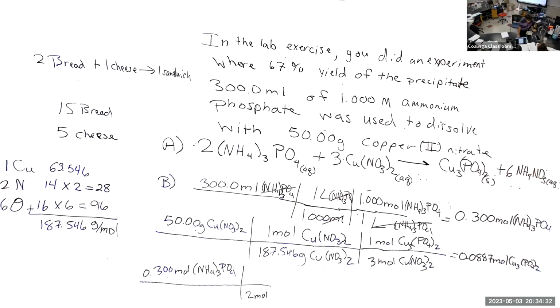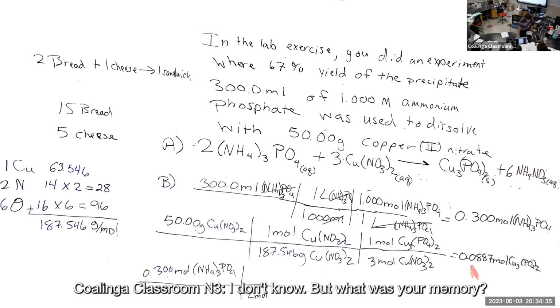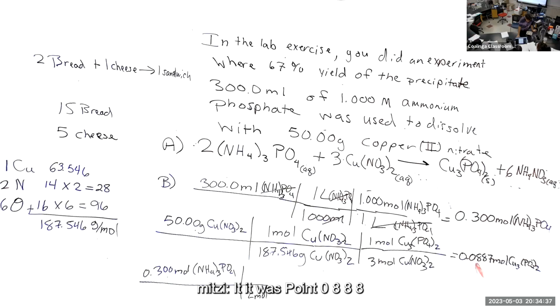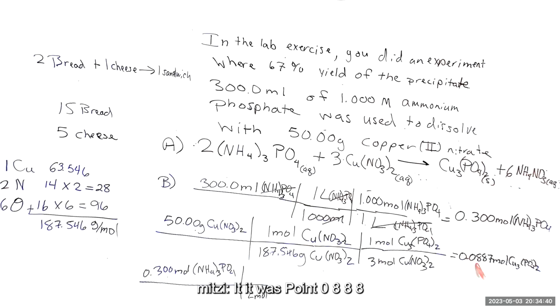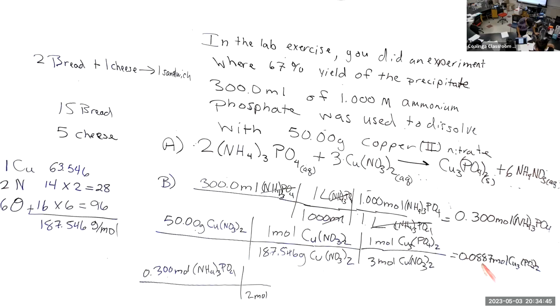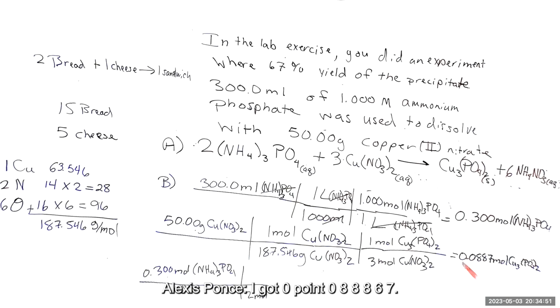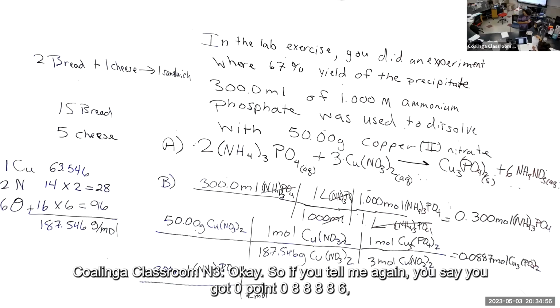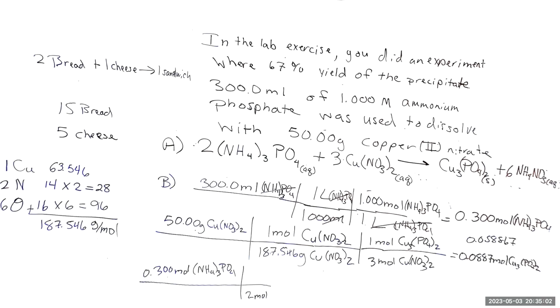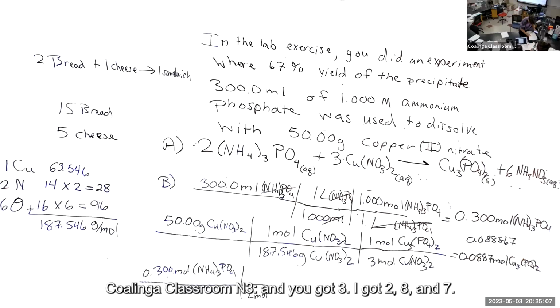What was your number again? It was 0.0888. Was that the number you gave me? Mine was 0.0887. I got 0.088867. Okay, so tell me again, you said you got 0.088886? So 3 eights for me, and you got 2 eights and a 7.